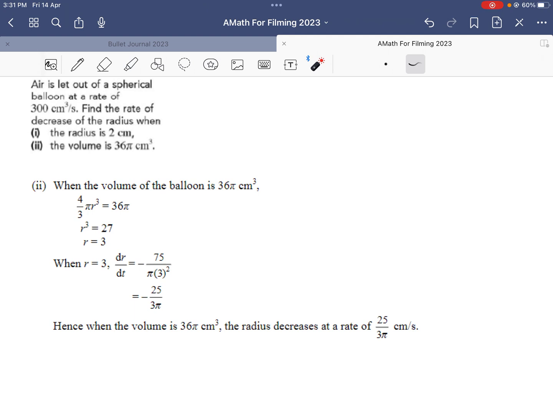Okay, now part 2. So part 2, they tell you the volume is 36 pi. As I said earlier, the volume of a sphere, which you need to memorize, is 4 over 3 pi r cubed. So that equals the volume. If I solve, I find that my radius is equal to 3 cm. From the earlier part, we know that the rate of change of radius with respect to time is given by negative 75 over pi r squared. I will substitute the value of r to be equal to 3. I will get this value here.